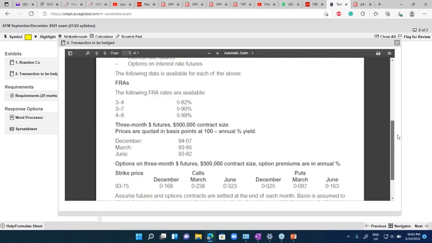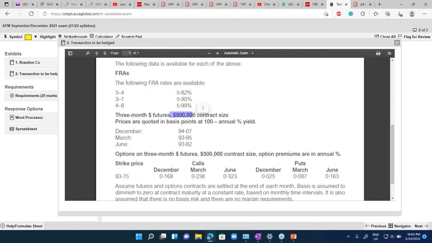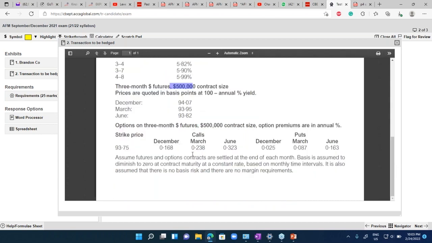For FRA is given, this is future, $500,000 contract size, yields are given, this is the future. Assume future and option contracts are settled at the end of month. Basis is assumed to diminish to 0. It is also assumed that there is no basis risk and there is no margin requirement. So let's solve the future contract first.